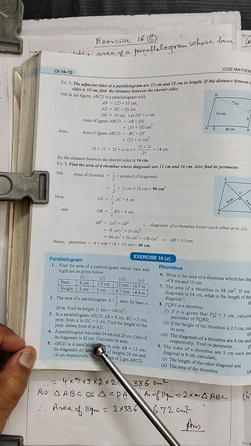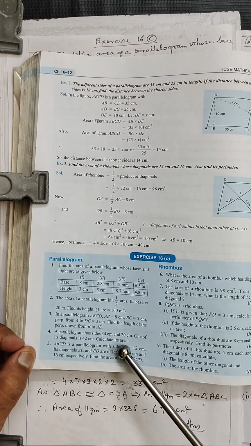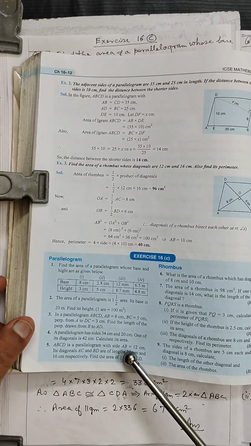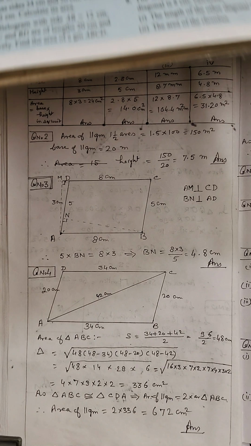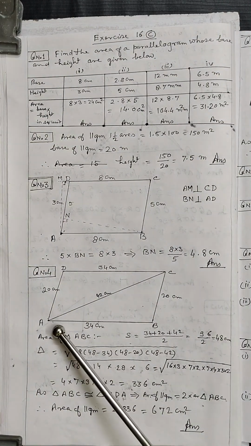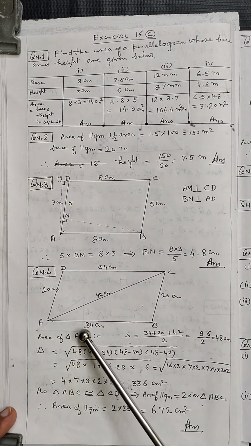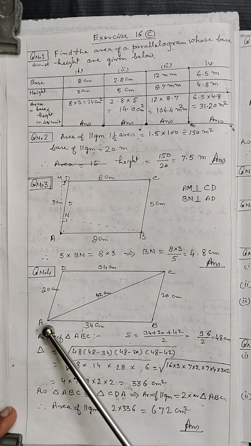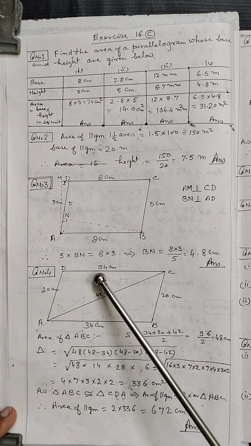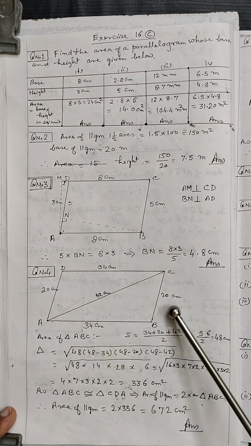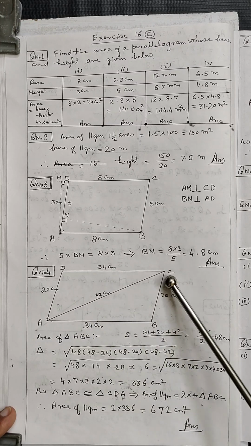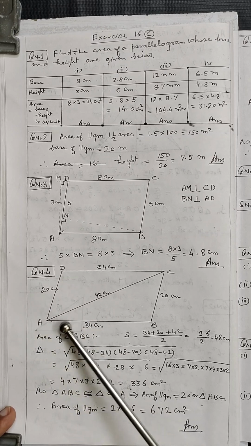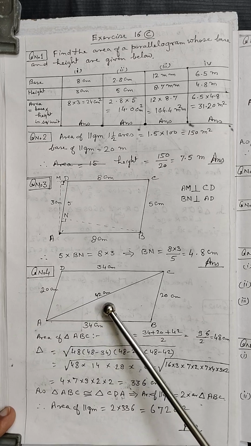A parallelogram has sides 34 centimeter, 20 centimeter. One of its diagonal is 42 centimeter. Calculate its area. You see, ABCD is a parallelogram. AB is equal to 34 centimeters, so opposite side will be also 34 centimeters. This will be the 20 centimeter. BC is 20 centimeters, therefore the AD, opposite sides are equal in parallelogram. So one of the diagonal is given, that is 42 centimeters.